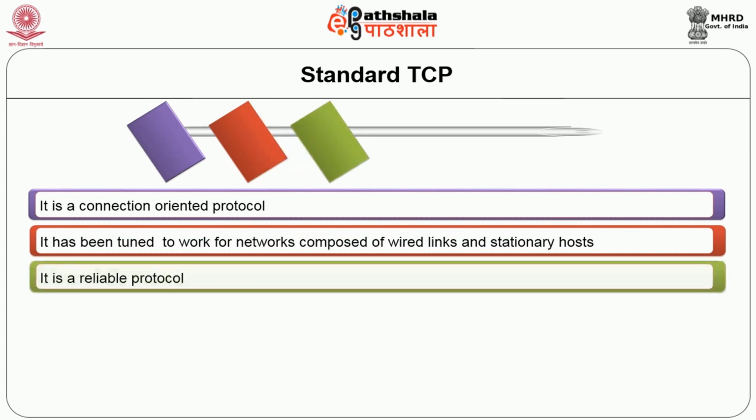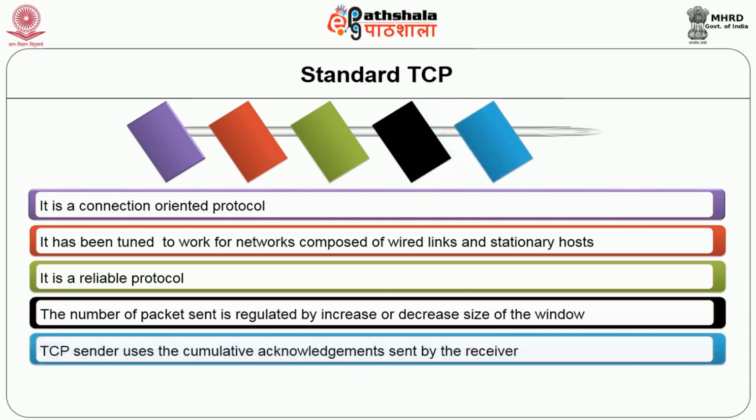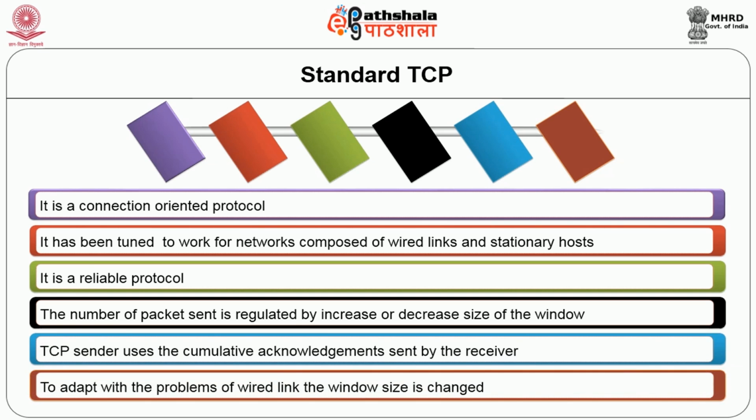It is a reliable protocol. Now what do you mean by reliable? The number of packets sent are regulated by increasing or decreasing the size of the window, which is known as the congestion window. The TCP sender uses the cumulative acknowledgements sent by the receiver. Now to adapt to the problems associated with the wired link, this window size can be changed.